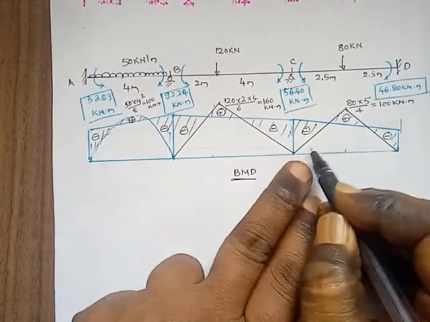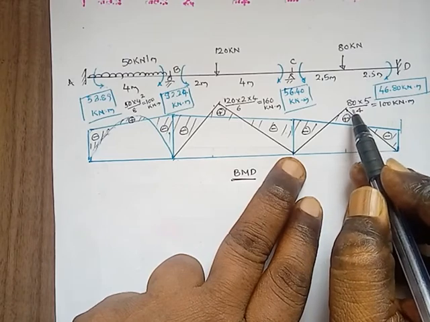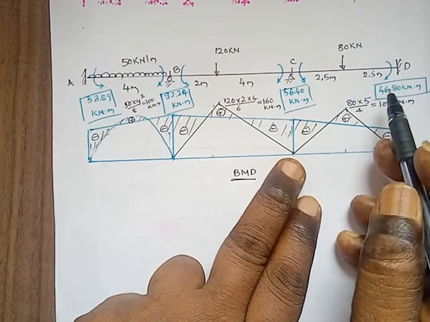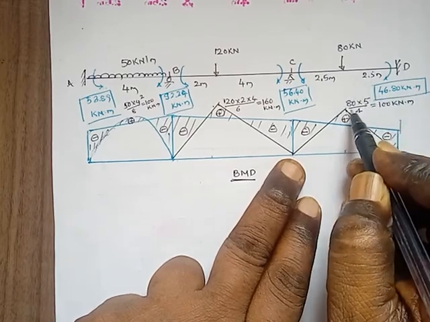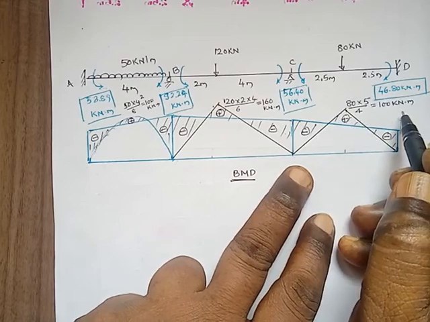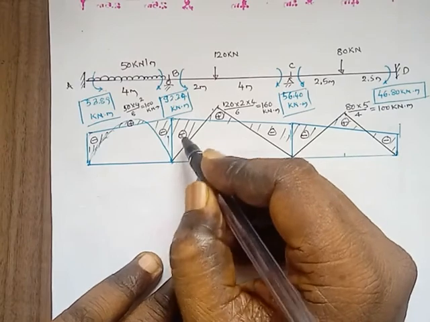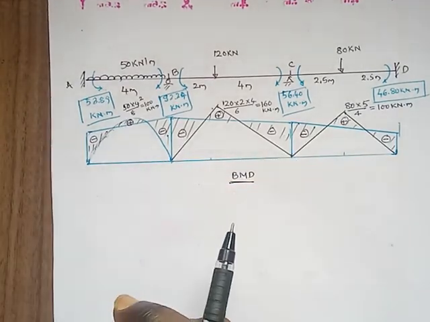Similarly for this one also, the point load is acting at the center. The maximum bending moment due to the point load at the center in a simply supported beam is positive, that is WL by 4, that is 80 into 5 by 4. You will get a triangle. That one is 100 kilonewton meter. Here the shaded portion, after overlapping, is the net bending moment diagram.